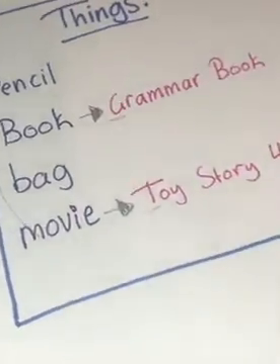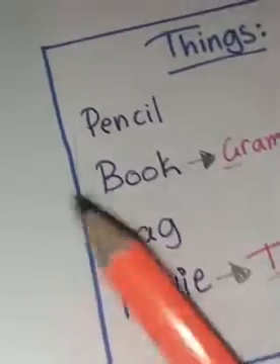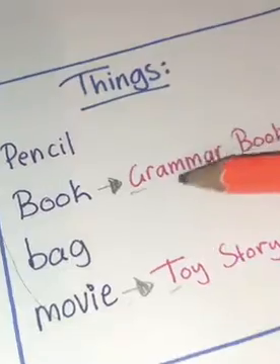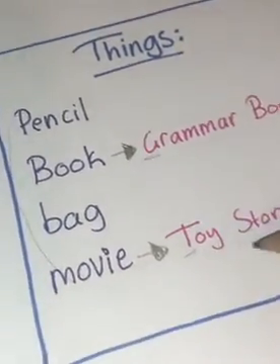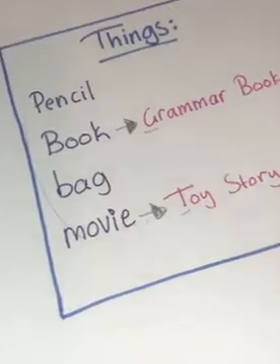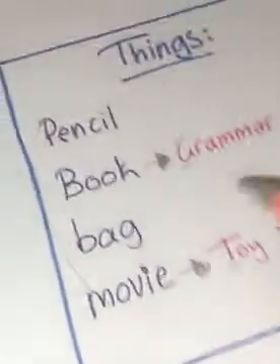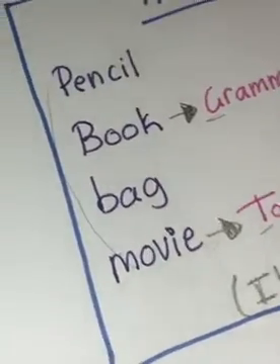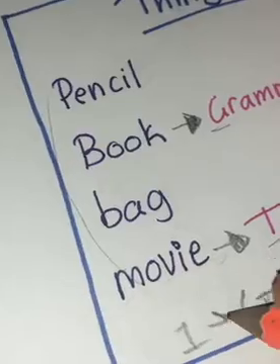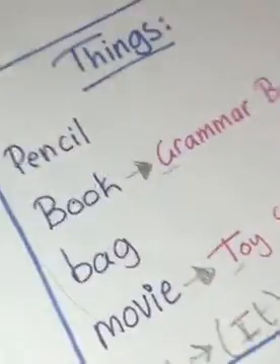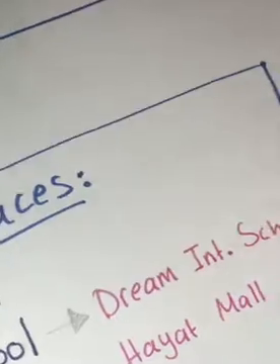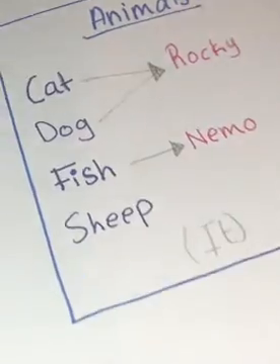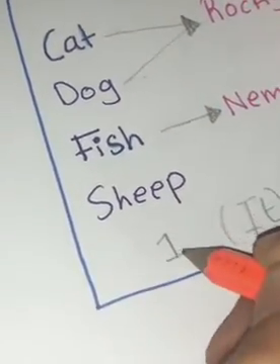Now, if we are talking about one thing, like one pencil, or one book, or one bag, or one movie, or one grammar book, or one Toy Story 4 movie, here we can use it as a pronoun, it, okay? So, when we are talking about one thing, we use it. When we are talking about one place, we use the pronoun it. And when we are talking about one animal, we use the pronoun it.